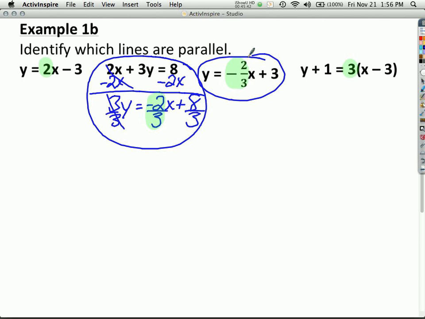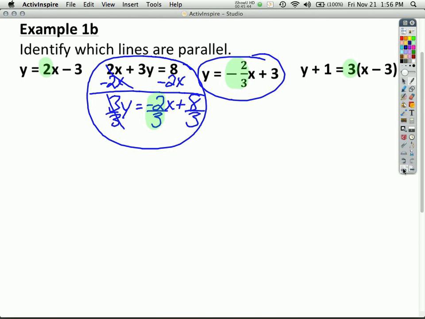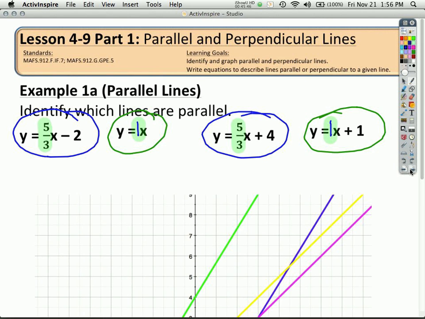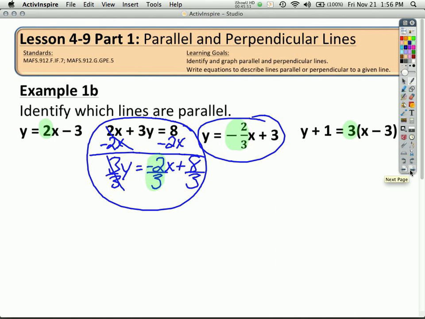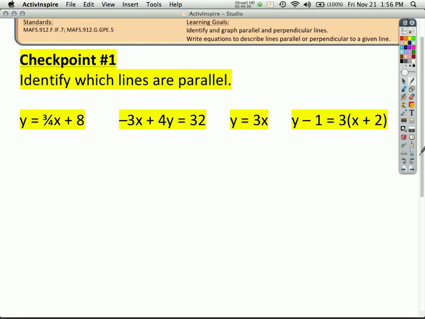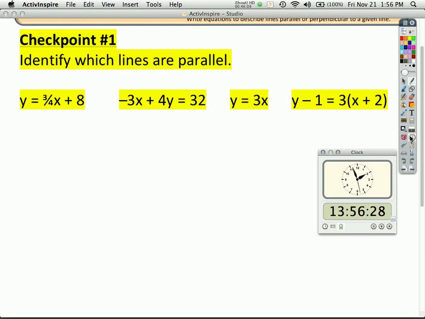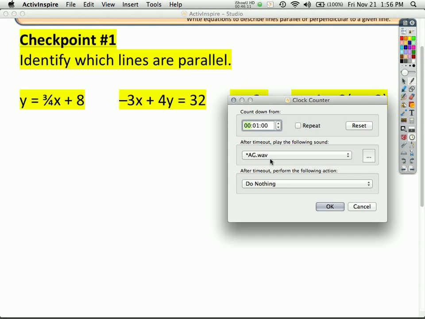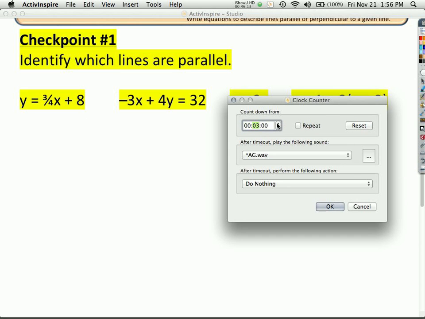So the difference in part B was that one of the equations was not in a convenient form. So we transformed it. I love how she said that. Transformed it into slope-intercept form so we could see the slope. Any questions about that? Okay. Checkpoint number 1. I would like you to tell me which of these lines are parallel. Which lines are parallel? You got 3 minutes.